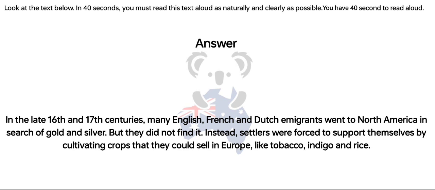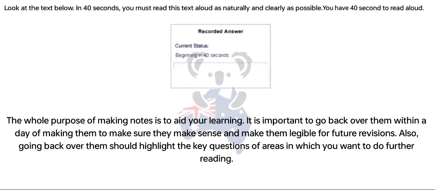In the late 16th and 17th centuries, many English, French and Dutch emigrants went to North America in search of gold and silver. But they did not find it. Instead, settlers were forced to support themselves by cultivating crops that they could sell in Europe, like tobacco, indigo and rice.